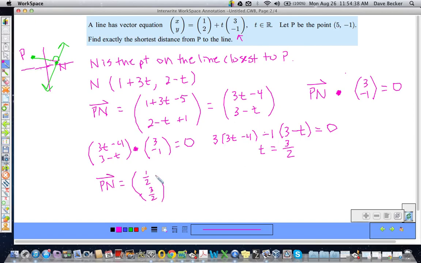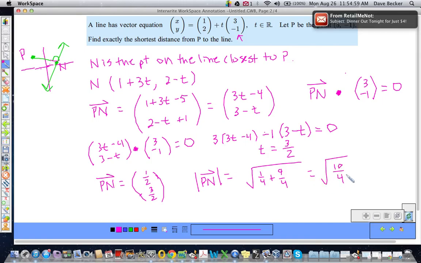So the shortest distance is going to be the magnitude of this vector. The magnitude of vector PN is equal to the square root of 1/4 plus 9/4, which is equal to the square root of 10/4, which is equal to root 10 over 2. We don't have any units, so we would say root 10 over 2 units.